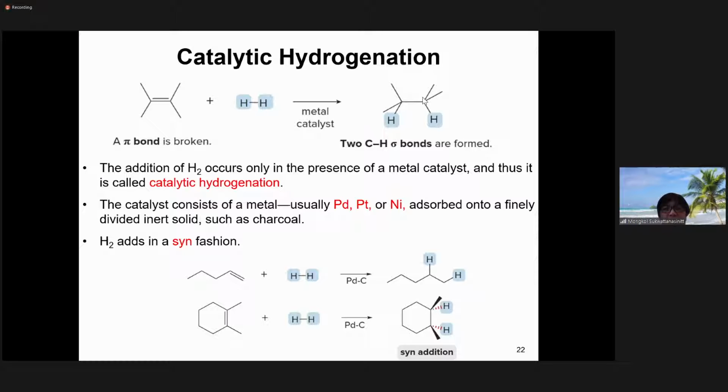Okay, it's okay now. So now you can tell this reaction is syn addition because the hydrogen is on the same side. That makes the methyl group, the original substituent, become the cis isomer on cyclohexane.